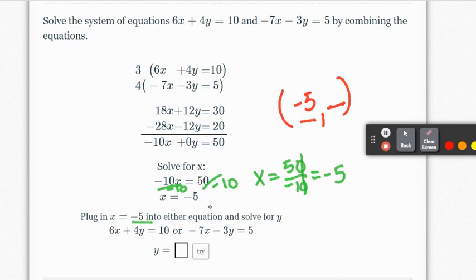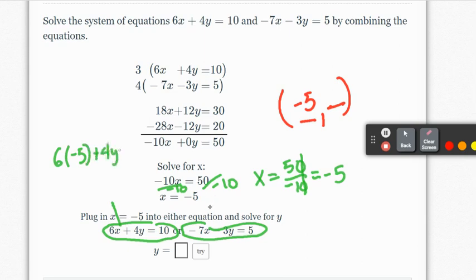So pick one of the expressions that's most convenient for us to plug in. Neither one of them is very convenient. There's fewer negatives over here, so I'll go this way. This is going to be 6 times negative 5 plus 4y equals 10. And I'm going to go ahead and work that out and isolate for y. And it's not going to help you there. It's just waiting for you to figure out what y is. So you've got to work it out.